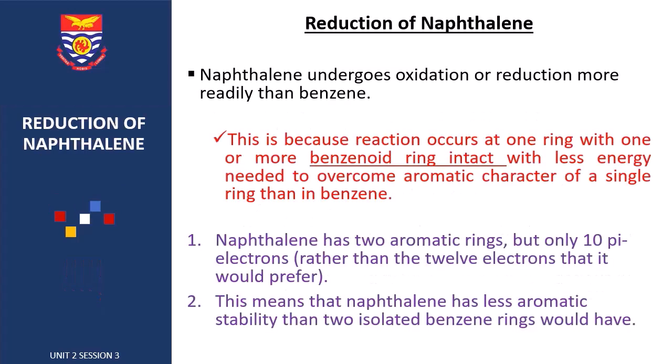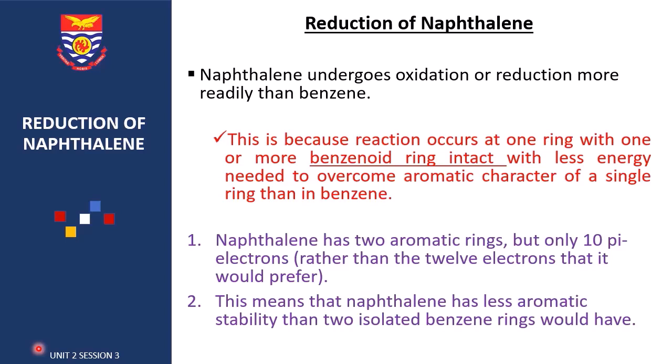So naphthalene undergoes oxidation or reduction more readily than benzene. You need to keep that in mind. This is because reactions occur at one ring with one or more benzenoid ring intact, with less energy needed to overcome the aromatic character of a single ring than in benzene.